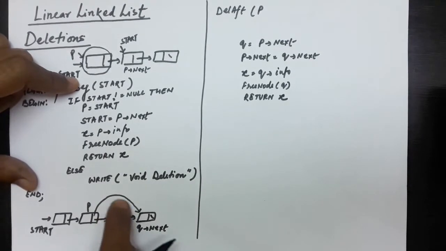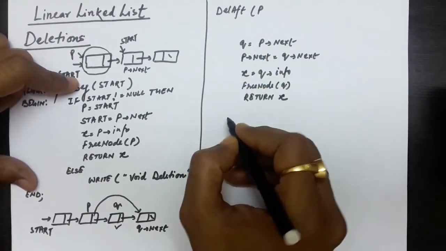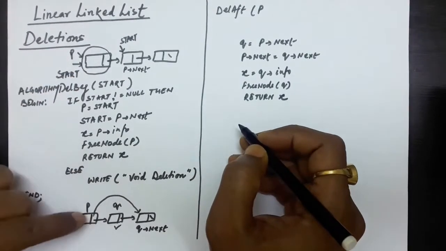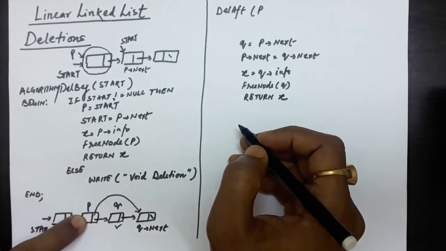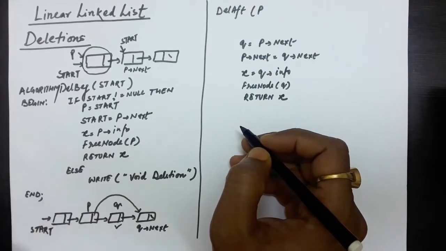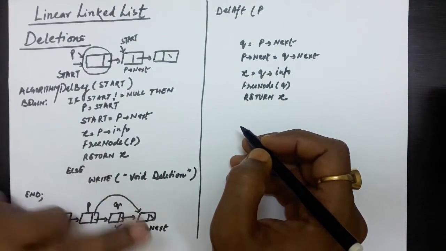Fine. So this will work only if this Q node exists. Let's say the Q node does not exist. When will the Q node not exist? When the next field of P is null. If this is a linear linked list and the next field of this node is null, it means this is the last node. Since we are performing the delete after operation, there is no node after this because its next field is null, so deletion will not be possible.